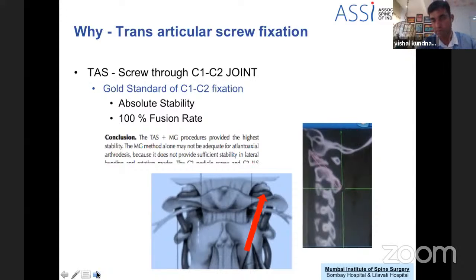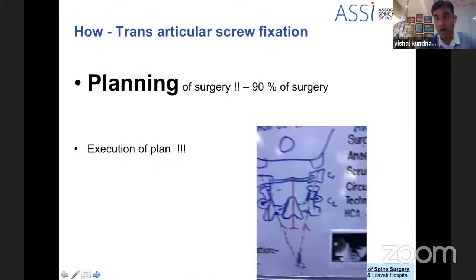In fact, in all our papers we have studied, almost always there is not a single paper where transarticular screw loosening or implant failure has been reported. In our study also, within 9 months, 100% fusion rate has been achieved, and this still continues to be there. That transarticular screw gives you 100% fusion rate, and that's why whenever you fuse C1 C2, go for a transarticular screw fixation. How do we do it?